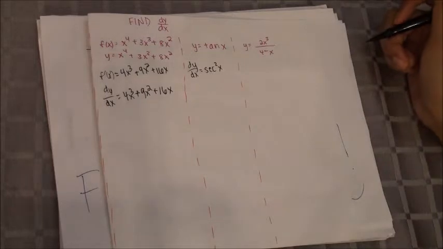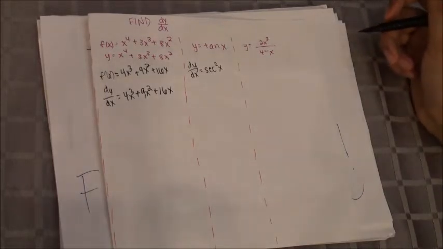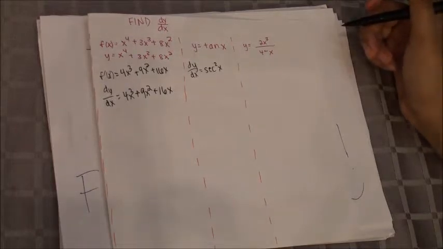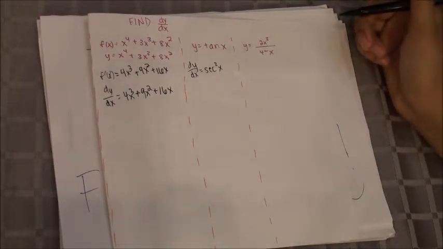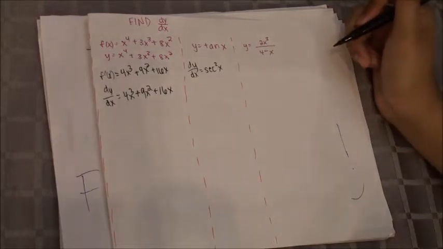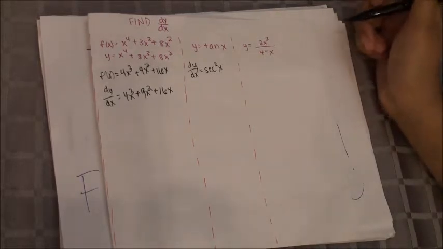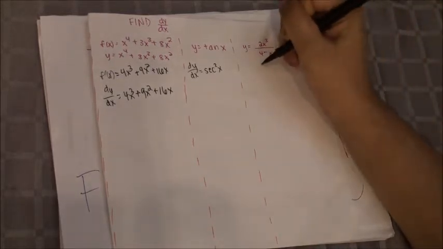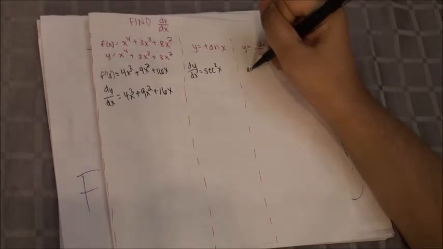Y is equal to 2x cubed over 4 minus x. Now this is not one that we can solve simply by doing the power rule or something like that. We have to use the quotient rule. The quotient rule is explained in a previous video, so let's solve it using that.